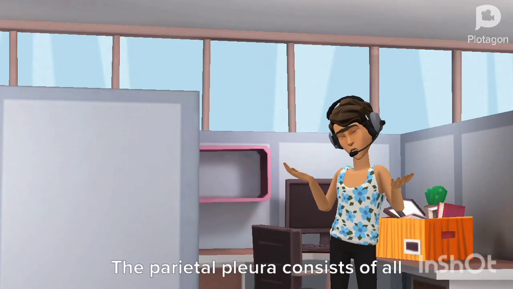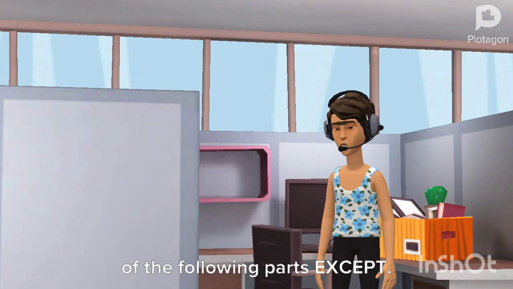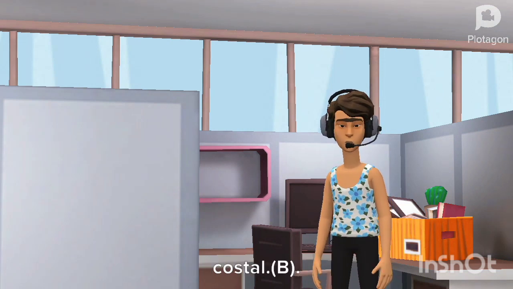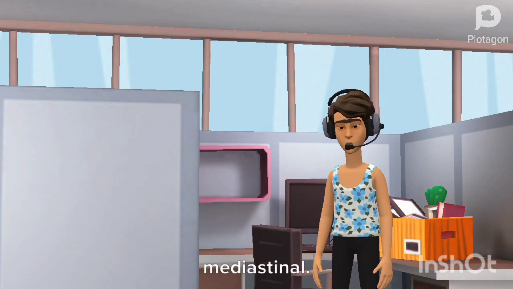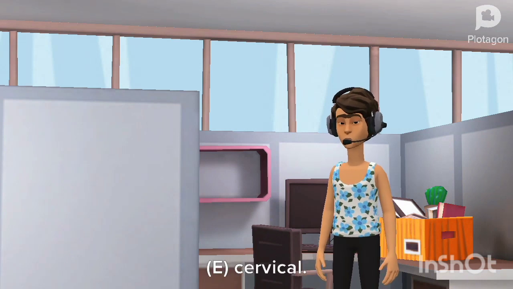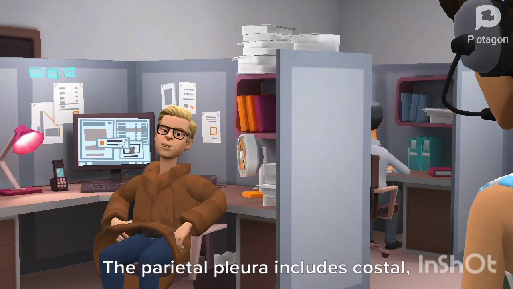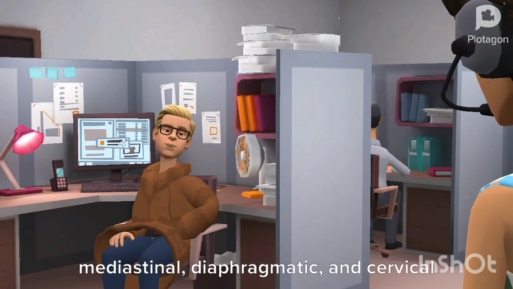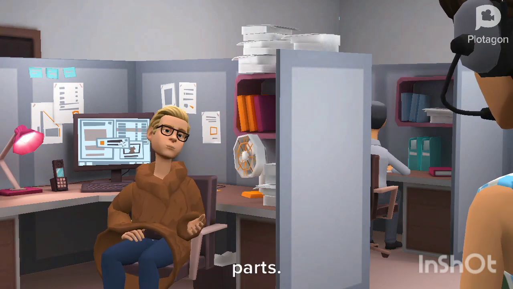Question number 8. The parietal pleura consists of all of the following parts except A. Costal. B. Pericardial. C. Mediastinal. D. Diaphragmatic. E. Cervical. B. The parietal pleura includes costal, mediastinal, diaphragmatic, and cervical parts. Number 9.